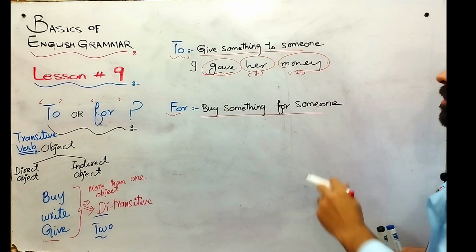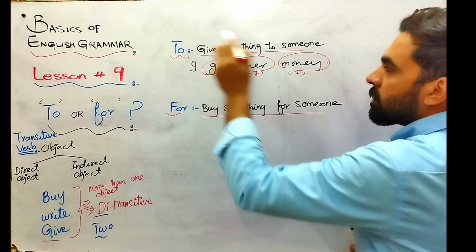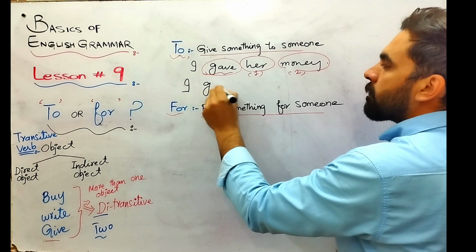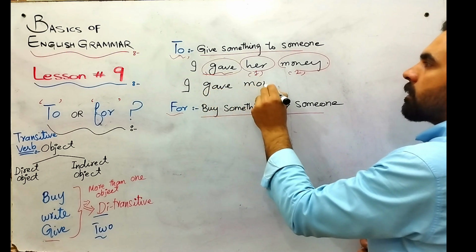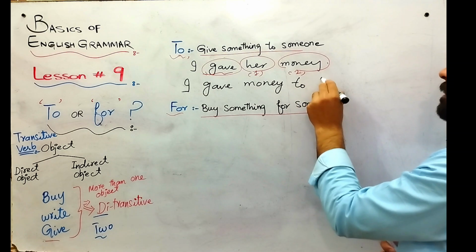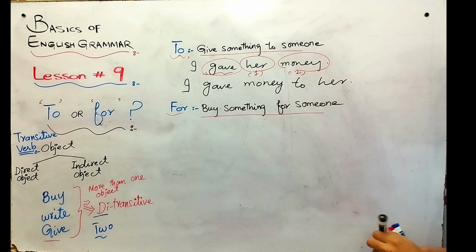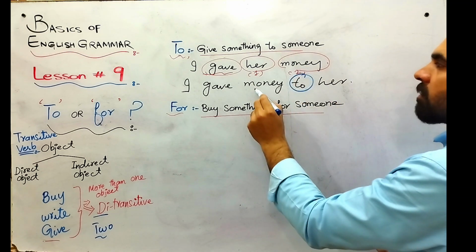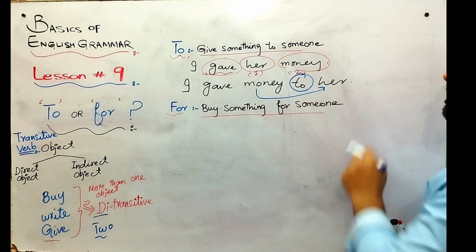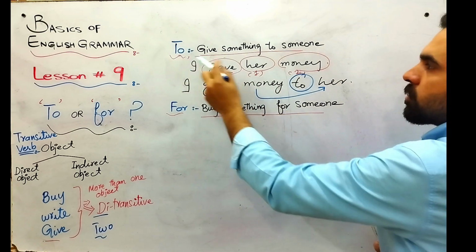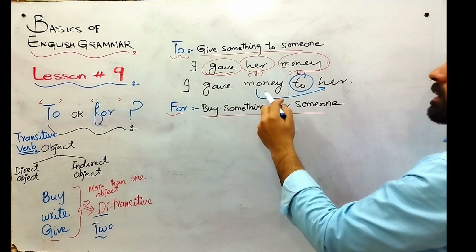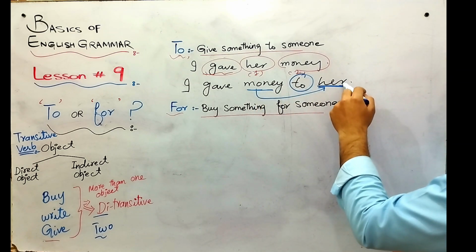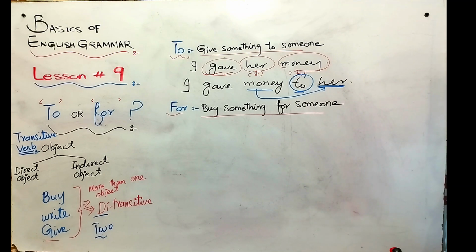Now this sentence can also be rewritten by using this preposition. How? Look, I gave money to her. Why is the preposition to used? Because I am giving this thing to this person. To is used when we give something to someone. This thing, money, is given to her. That's why we use this preposition to.